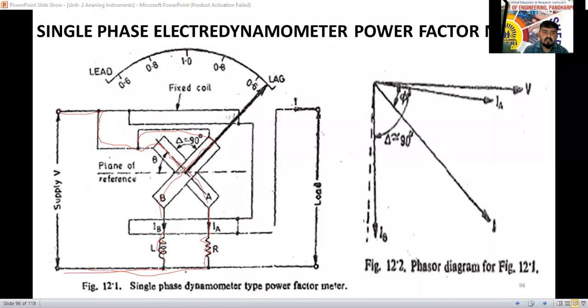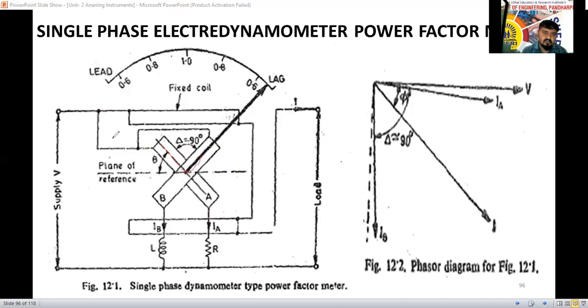So this is the alignment of coil A and coil B in the moving system. The x-axis is taken as the reference plane. The A coil is mounted at the angle theta, the angle of deflection. And the angle between A and B is 90 degrees. You can see this is the coil A reference and this is the coil B reference.